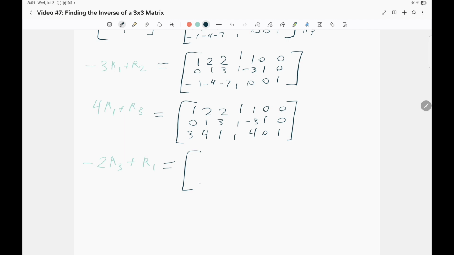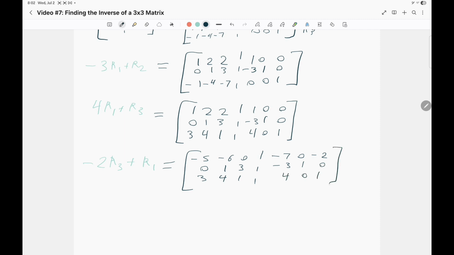So negative 2 times 3 is negative 6 plus 1, negative 5. Negative 2 times 4, negative 8 plus 2, negative 6. Negative 2 times 1 plus negative 2 plus 2, 0. So now we have a 0 in the spot we want to. Right? Row 2 and 3 remain unchanged. Row 1 is now going to be negative 7 here. 0, now negative 2 here. And remaining rows left unchanged.